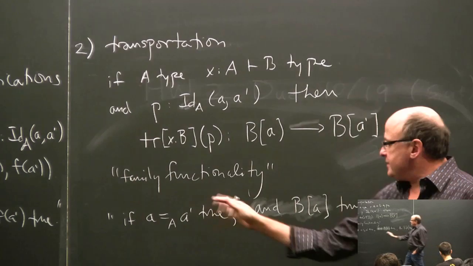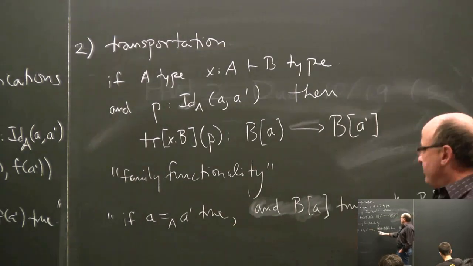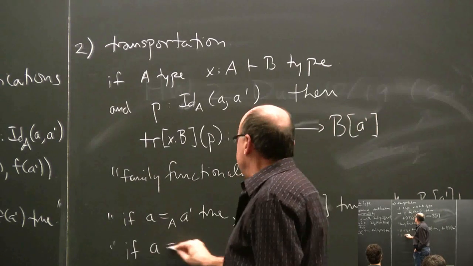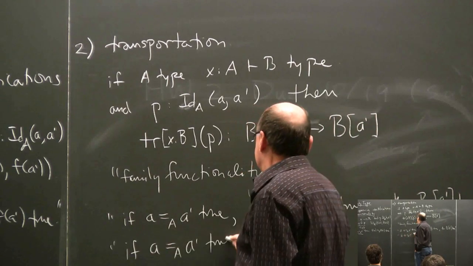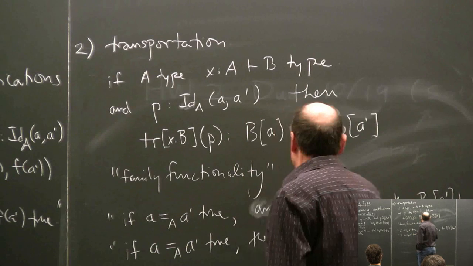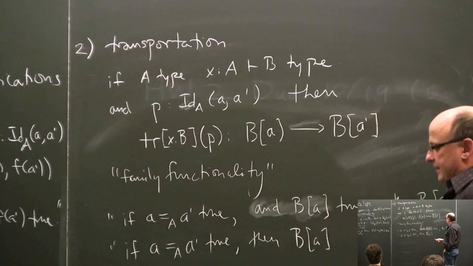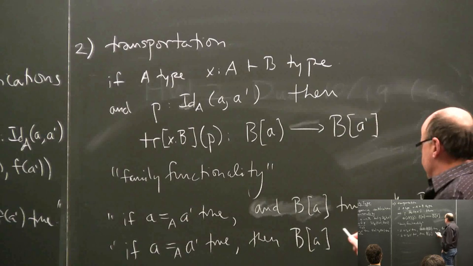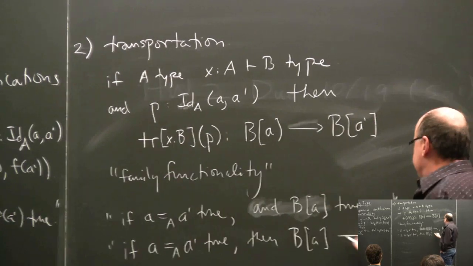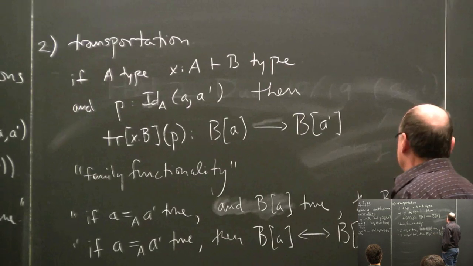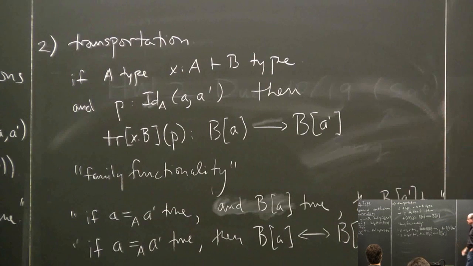In fact, by taking advantage of the symmetry of equality, we could replace this in a logical reading by saying: if A prime is true, then B is logically equivalent to... I've run out of useful symbols, so I need to write something for logically equivalent, so let's write this. B of A is interprovable with B of A prime. In other words, this is true implies this is true, and this is true implies that is true.